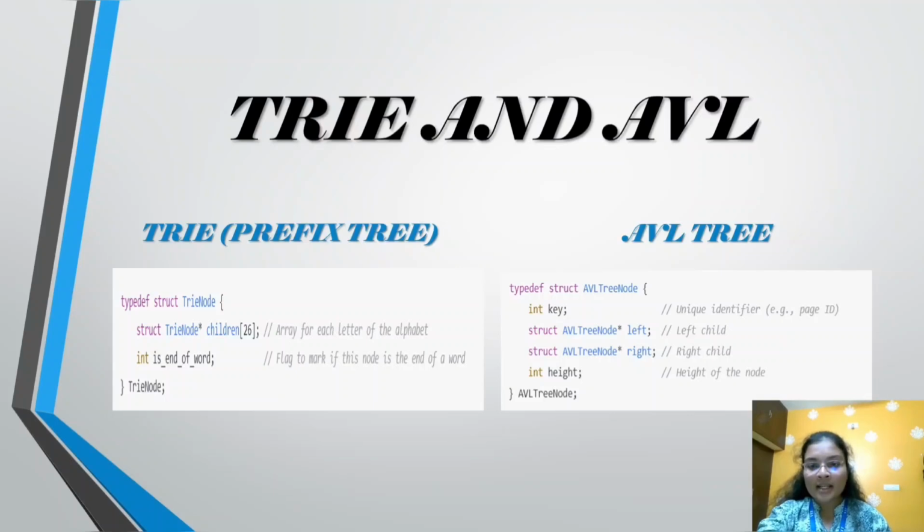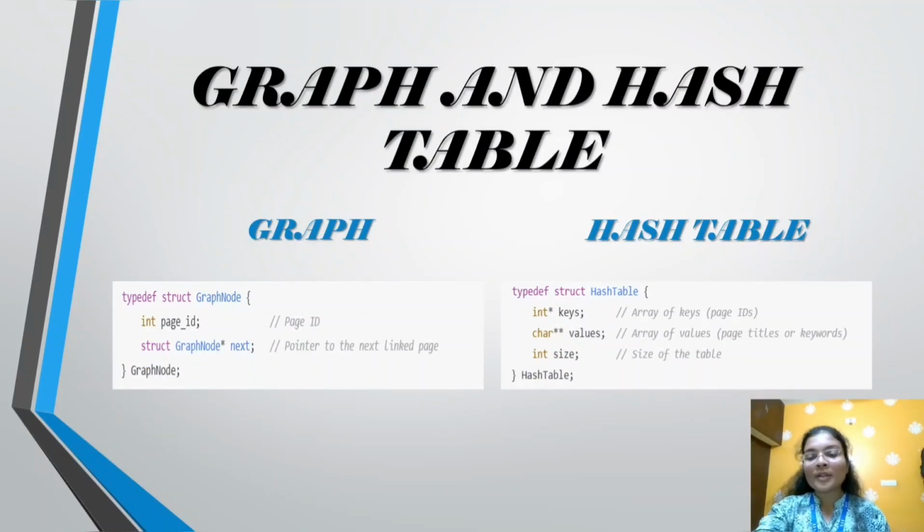Then left and right, these are pointers to the left and right child nodes respectively, used to maintain the binary search tree structure. Height. This variable stores the height of the current node, which is used to ensure the tree remains balanced. Then we move on to the graph part.